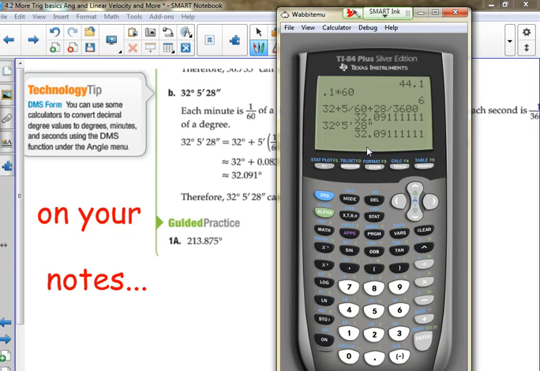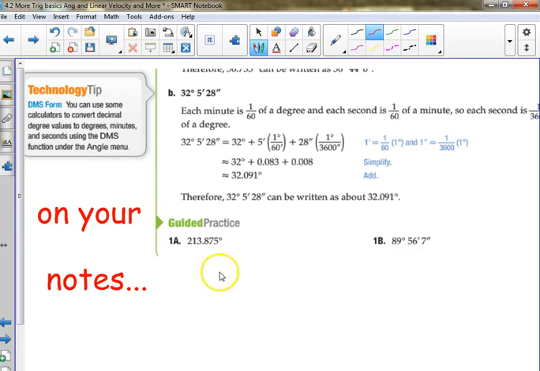So I just find it a pain in the neck, so I usually do plus how many 60ths plus how many 3600ths. But I don't care which way you do it. You just got to know how to do one question for the quiz. Does that seem all right?